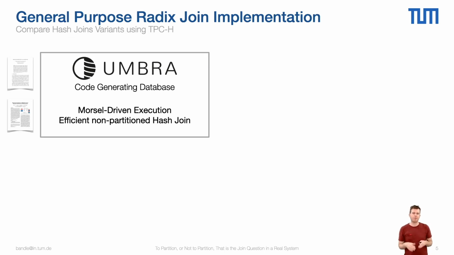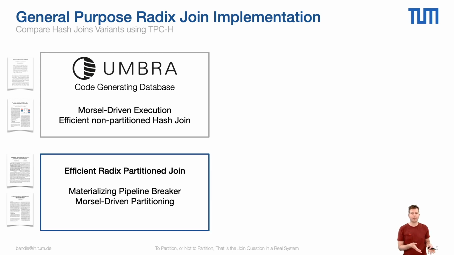To do that, we start off by using our code-generating database system, Umbra. It is the successor of Hyper, and thus it also has the Morsel-driven execution engine, and also similar implementation of an efficient non-partitioned hash join, which we are using here as a baseline.